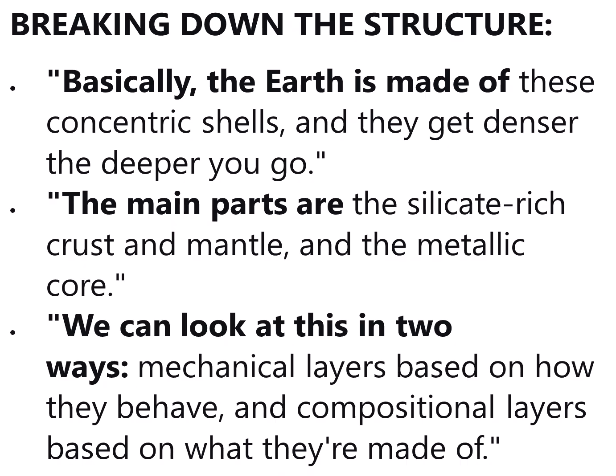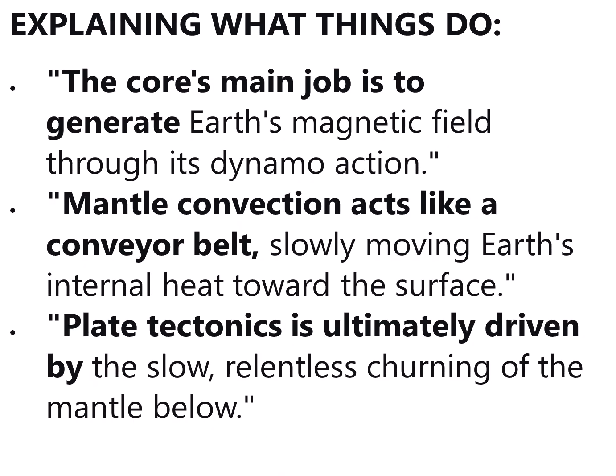The main parts are the silicate-rich crust and mantle, and the metallic core. We can look at this in two ways: mechanical layers based on how they behave, and compositional layers based on what they're made of. Explaining what things do. The core's main job is to generate Earth's magnetic field through its dynamo action.